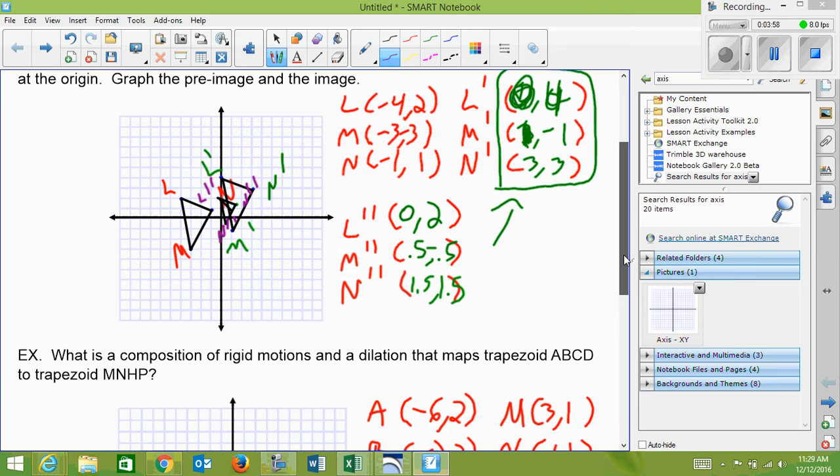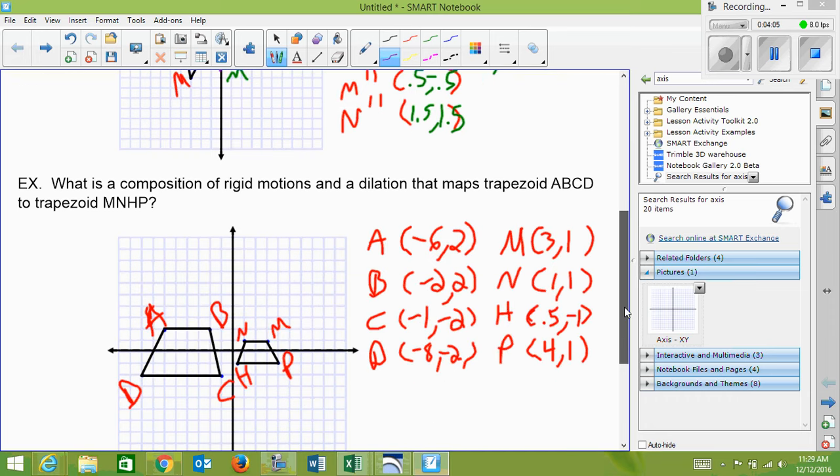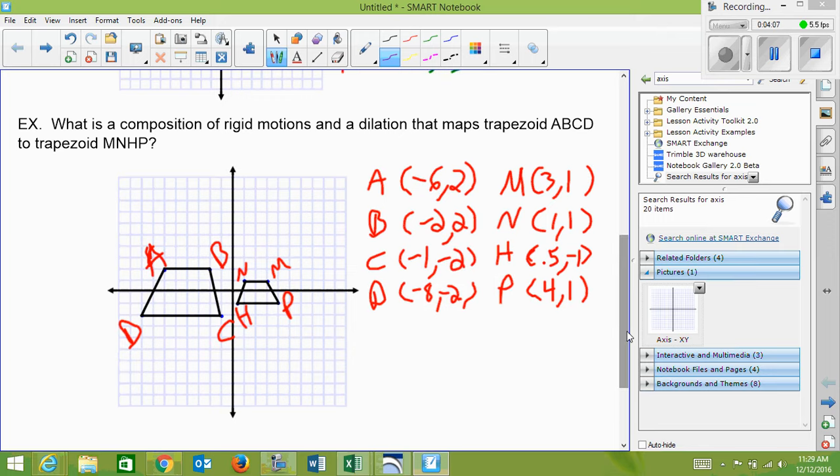Then they might also give you the two figures, and you might have to figure out how they got there, like this one. So it says, what is a composition of rigid motions and a dilation? So they're telling you it is dilating for one of them, and then it's doing something else also. That will map your original ABCD onto MNHP. And the key here is, look at how this is ordered. A matches up with M, B with N, C with H, and D with P. So keep that in mind when you're looking at what's happening here.